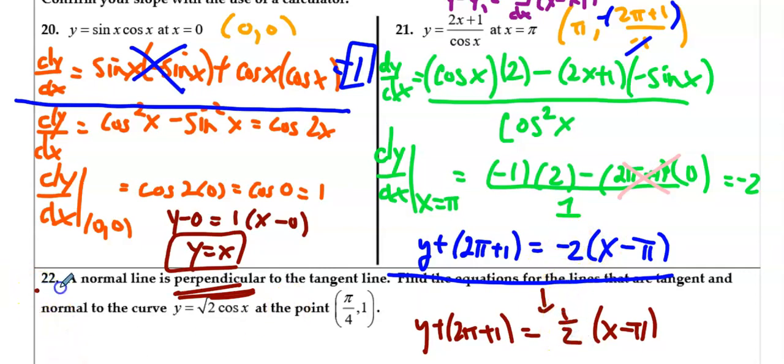So when you do example number 22, you do the same thing. You're already given the point, right? It's pi over 4, 1. Find the derivative of this. It's really basic. It's just the square root of 2, which is a number, times the trig function. Then all you have to do is find that, plug in your value, pi over 4, to get the slope of your tangent line, and then do the opposite reciprocal for your normal line.